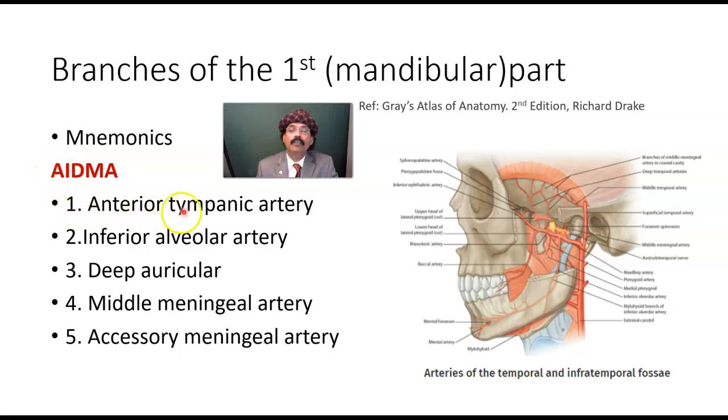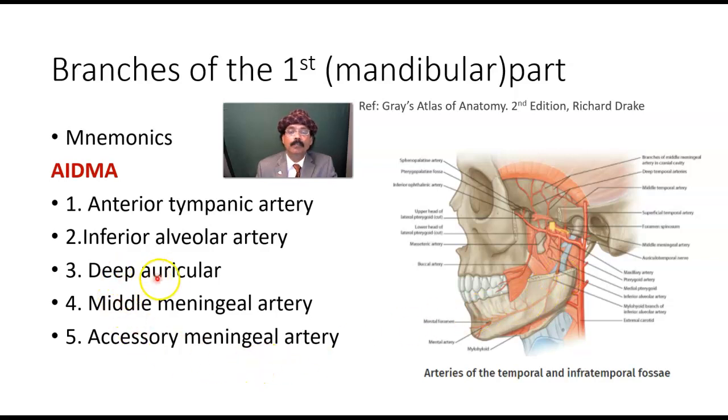A stands for anterior tympanic artery. Then the inferior alveolar artery, number 2. It enters the mandibular foramen and supplies the lower teeth and comes out as its termination, the mental artery. It also provides blood supply to the mylohyoid muscle.